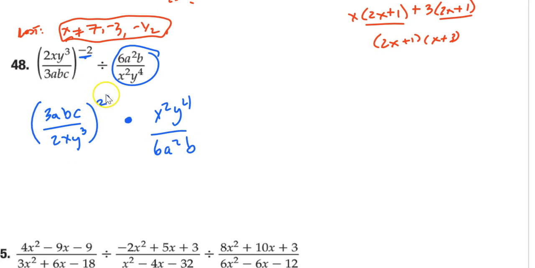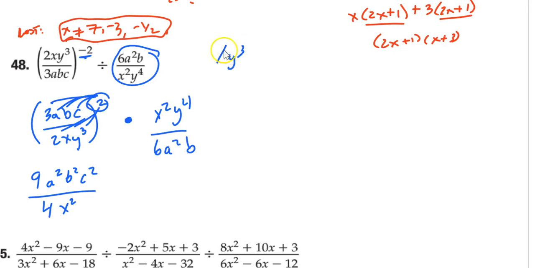Now what do I do with this squared? Well, that goes to everything. So that becomes a 9. 3 squared is 9. That's an a squared, a b squared, a c squared. 2 squared is 4, because that 2 goes to everything. An x squared. Y cubed squared, remember a power to a power, you multiply those, so y to the 6. And then this side just leaves it the way it is.